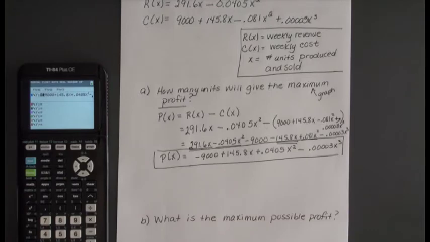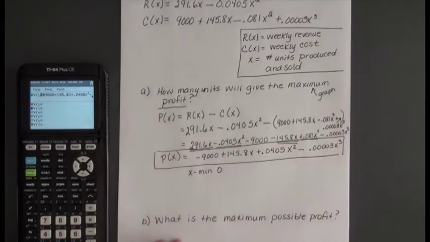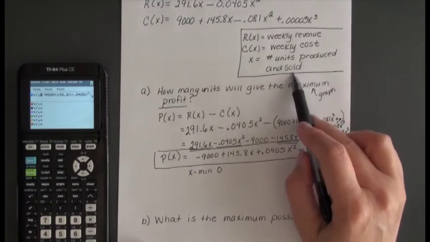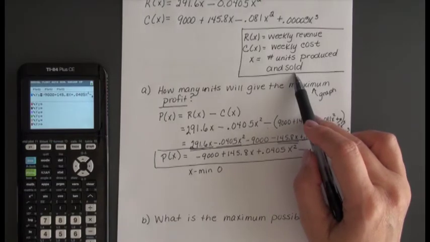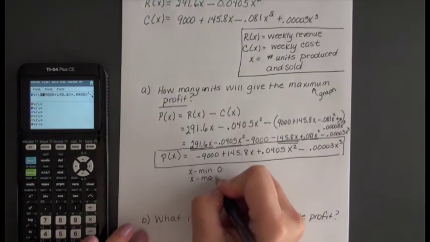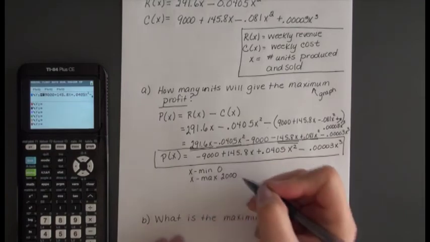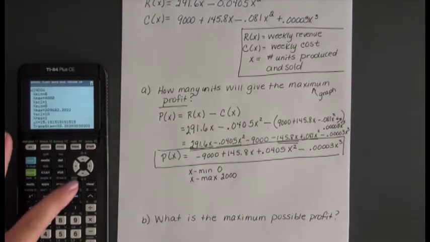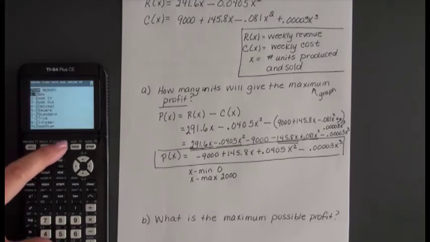In the window, what I would do is I would set my x minimum to 0. Now why did I set the x minimum to 0? Because x stands for the number of units produced and sold. So I know that my x minimum has to be positive. And let's set your x maximum at 2,000. Let's see if that'll work. So I'm going to set my x minimum at 0 and my x maximum at 2,000. And then I'm going to press zoom 0.